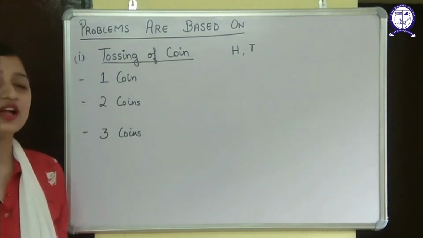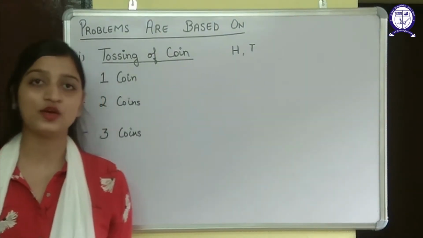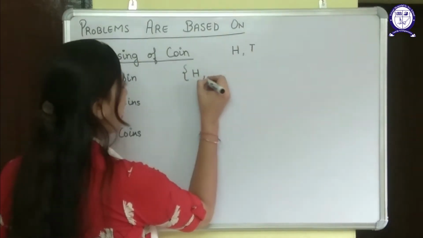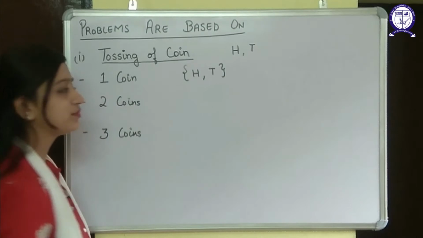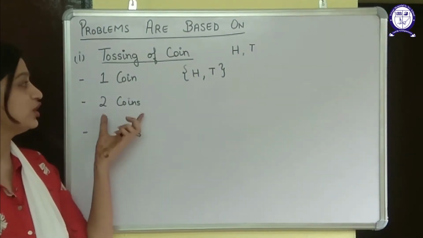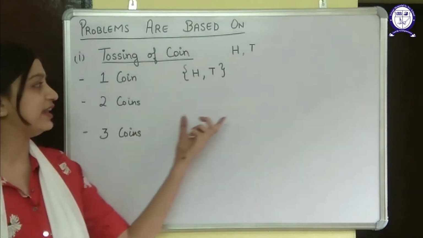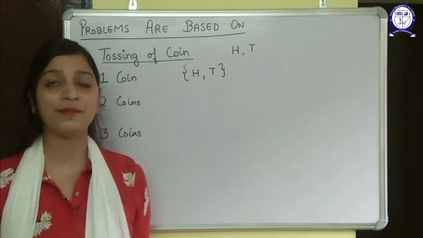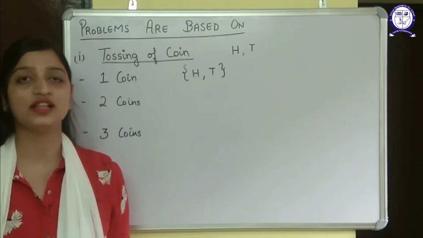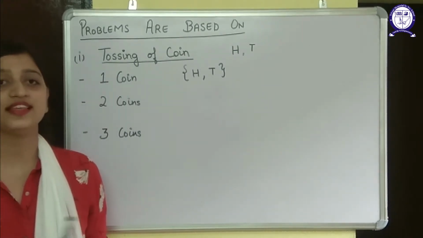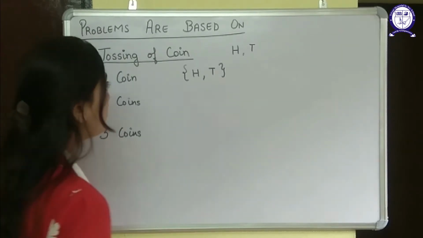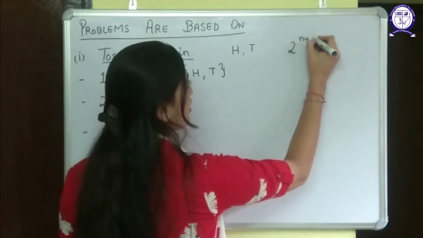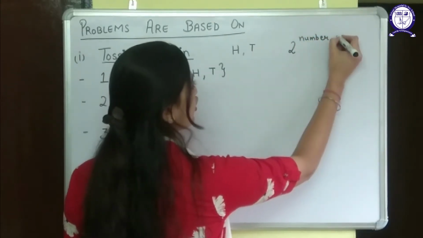So for one coin, or you can say a single coin, the sample space will be simply head and tail. Now coming to the two coins. How will I find the sample space of two coins? Now first of all we need to remember how many outcomes the sample space will contain, and there is a formula for that. The formula is 2 raised to the power number of coins.